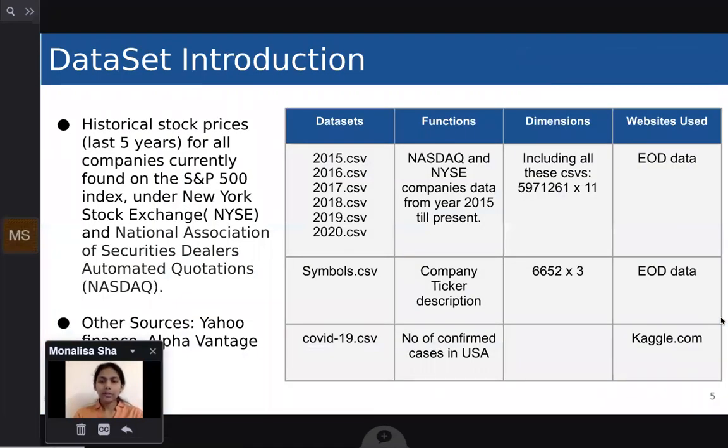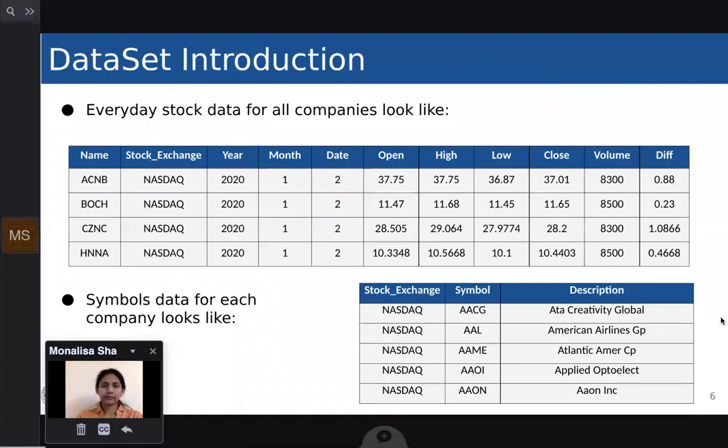We are using 8 different data sets as listed here. We are also using the Yahoo Finance and Alpha Vantage APIs for more data. We have taken COVID confirmed cases data from Kaggle. Our everyday stock data for all the companies and the symbols data for each company look like these tables.